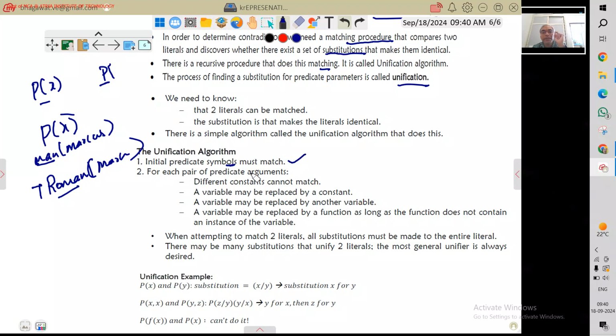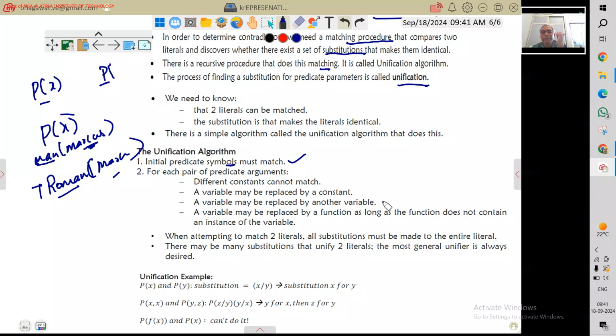Then for each pair of predicate arguments, whatever arguments we are having here, different constants cannot match. We are going to look into the arguments. So you might be having different types of arguments. Some may be constants, you will be having a variable. Now a variable may be replaced by a constant. Wherever a variable is there, you can replace the variable by a constant.